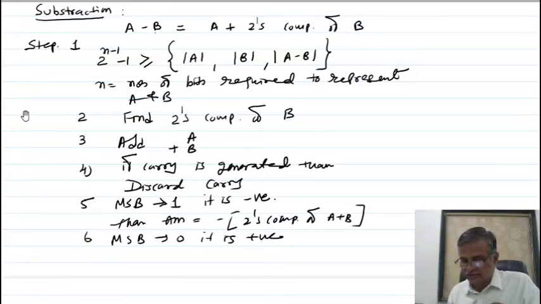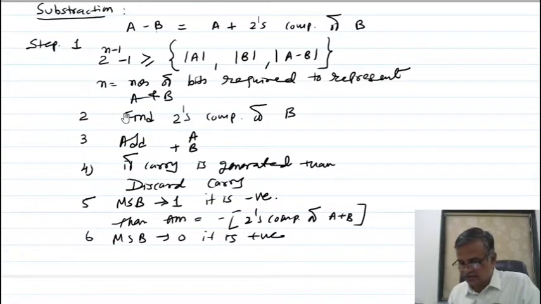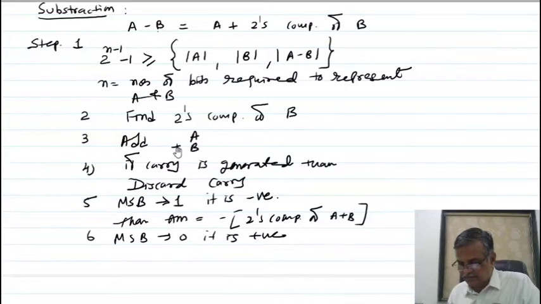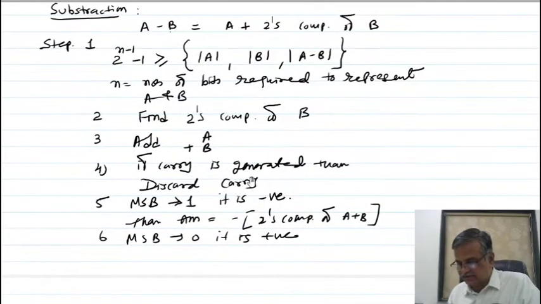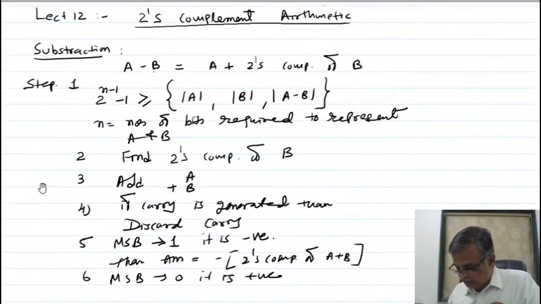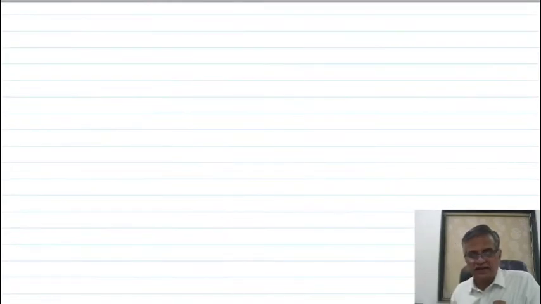So look at the steps. Find the number of bits using this equation. Second, find the 2's complement of b and add a plus b. If carry is generated, then discard it. If the MSB is 1, it is negative, and the answer is the negative of the 2's complement of the addition of these two. If the MSB is 0, it is positive and in true form. So let us do some numericals, you will get the idea.